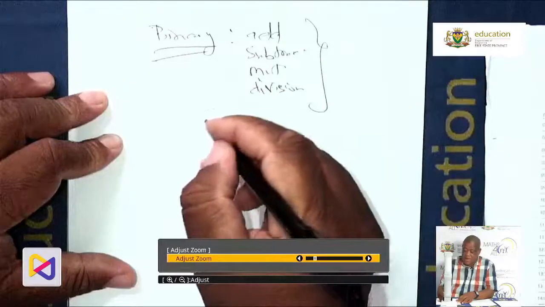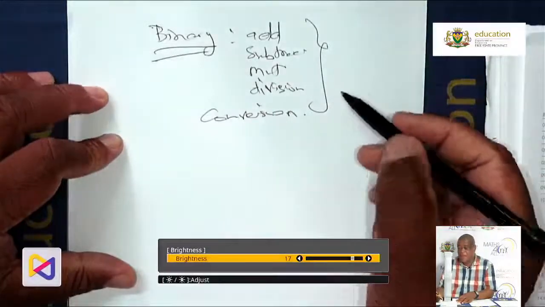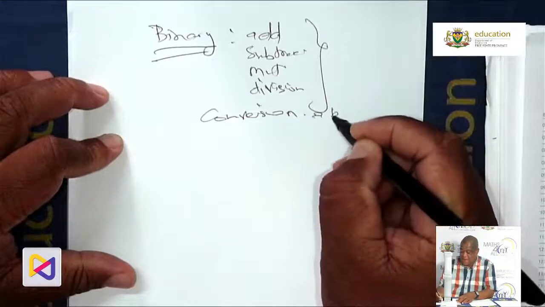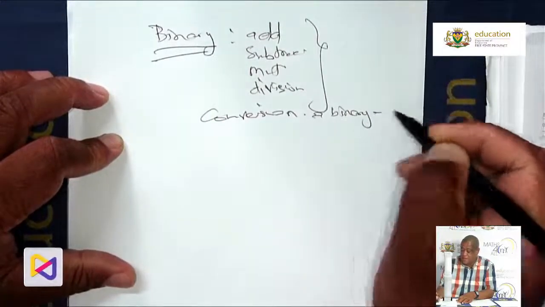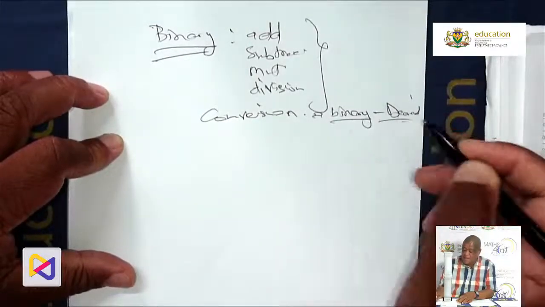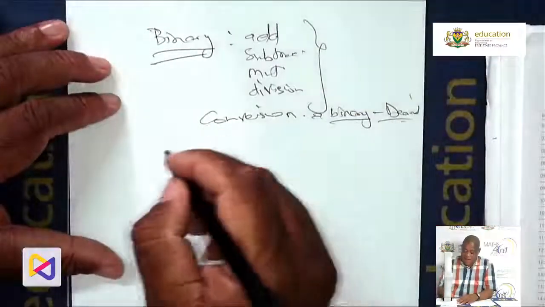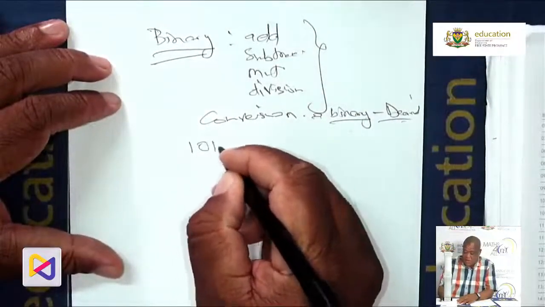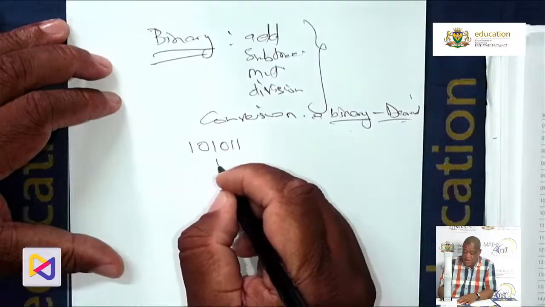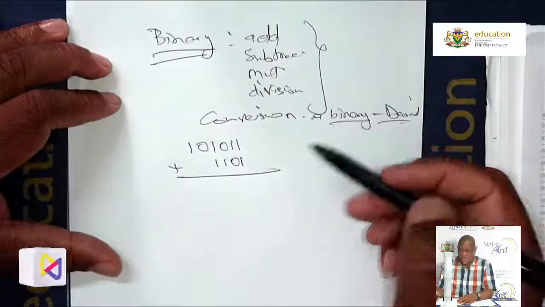Or out of this, the conversion is very key. Converting from binary to decimal, or vice versa, from decimal to binary, or adding. Being given something like 101011, you are expected to add it to 1101. They want you to add this kind. All that you must be able to do.